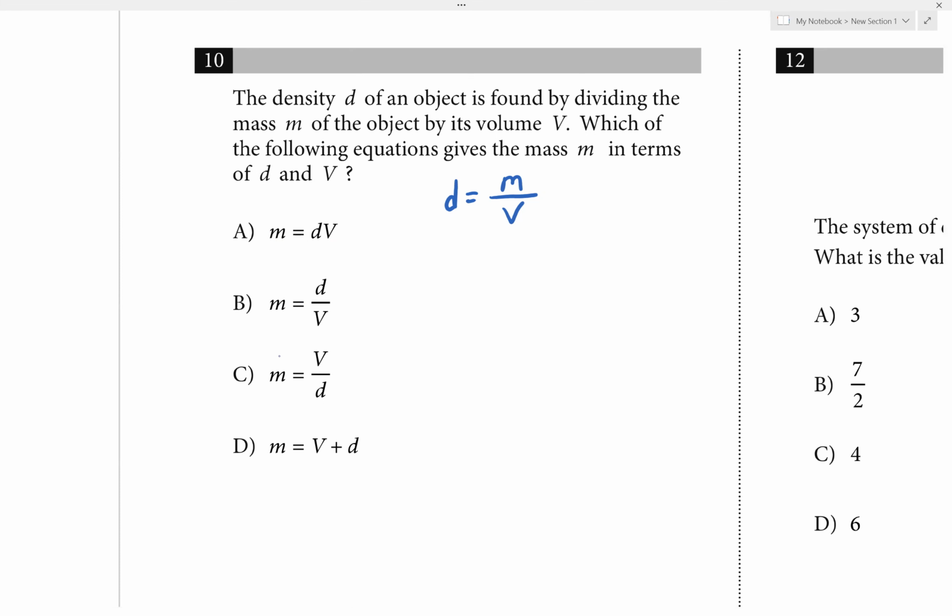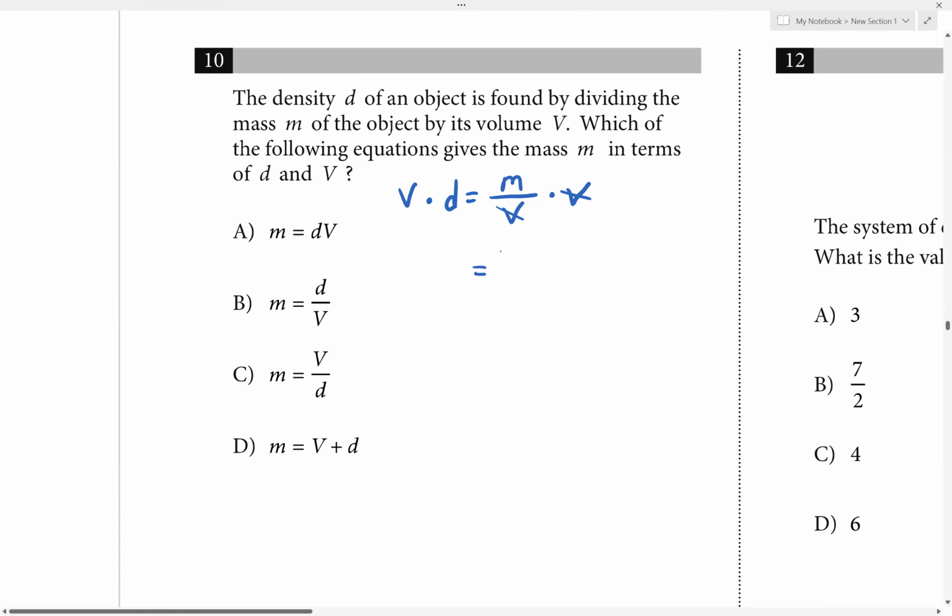Well, if you look at this equation, we have d equal to m divided by v. So to get m by itself, we need to get rid of the v on the bottom. To cancel out a division, we have to do the opposite of dividing, which is multiplying. So you can multiply by v on both sides. The v and v there will cancel out. Whatever is on the denominator, we multiply that on both sides, and that helps us cancel it out.